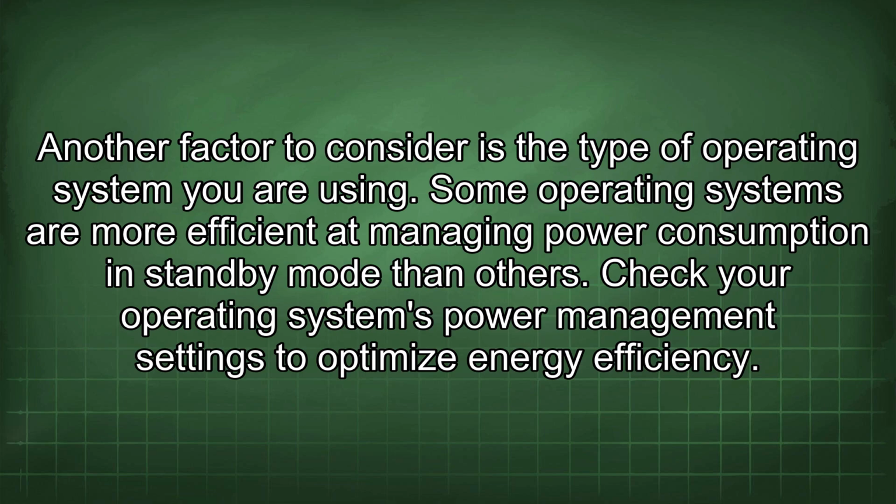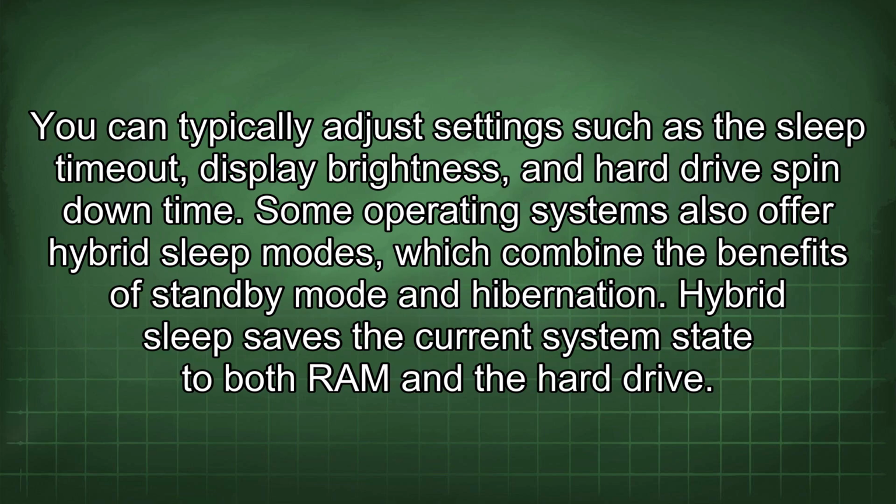Check your operating system's power management settings to optimize energy efficiency. You can typically adjust settings such as the sleep timeout, display brightness, and hard drive spin down time. Some operating systems also offer hybrid sleep modes, which combine the benefits of standby mode and hibernation. Hybrid sleep saves the current system state to both RAM and the hard drive.